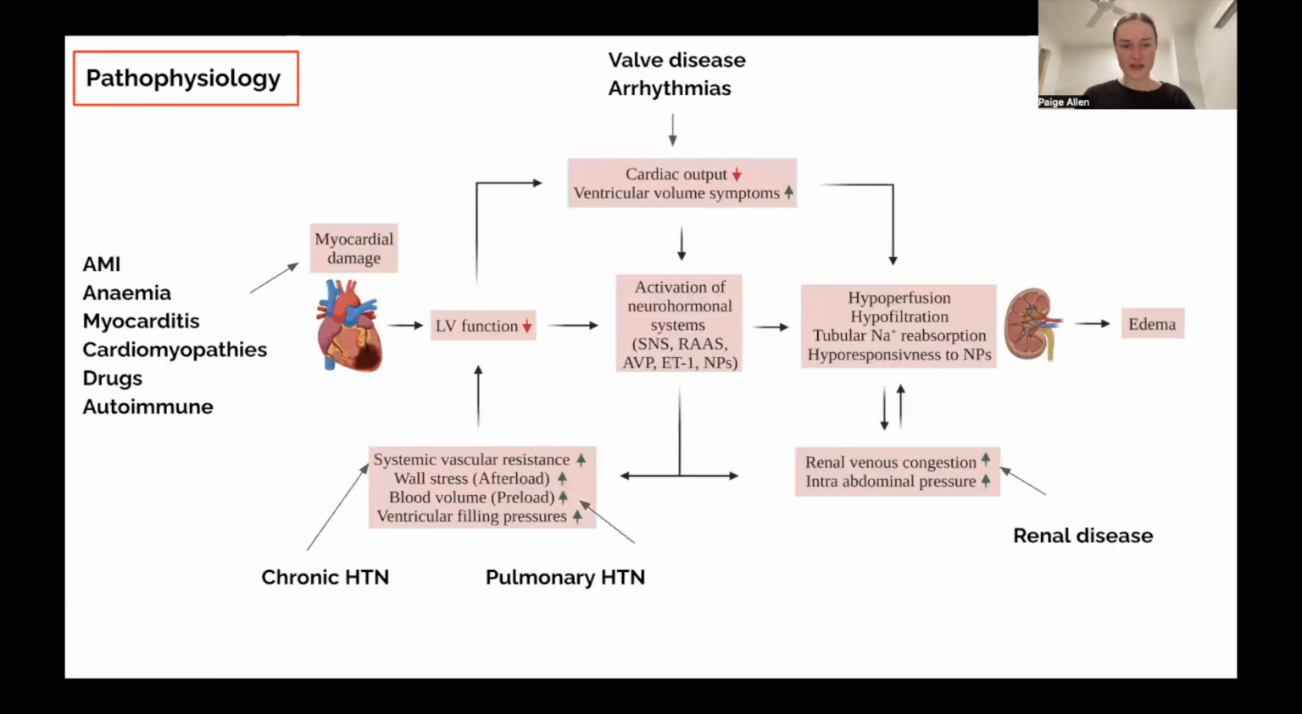So in terms of the actual underlying causes, as I mentioned, the things that cause myocardial damage, like having an AMI, having anemia where you're having chronic ischemic processes going on in the heart, drugs, cardiomyopathies, autoimmune diseases, and then yes, chronic hypertension or chronic pulmonary hypertension. And then of course kidney disease. And then we also have up here valve disease and arrhythmias. So lots of stuff.